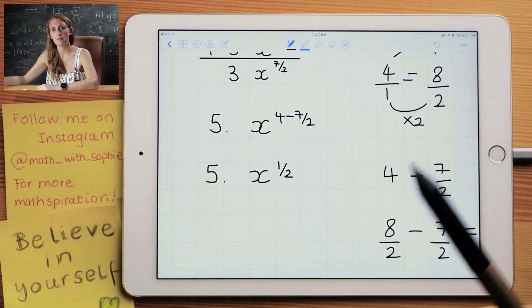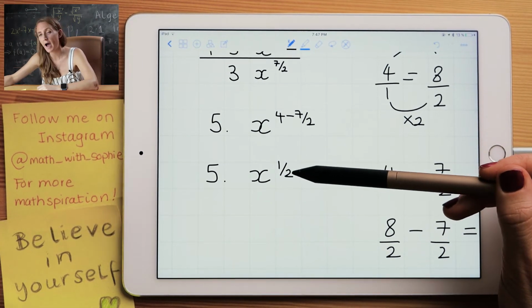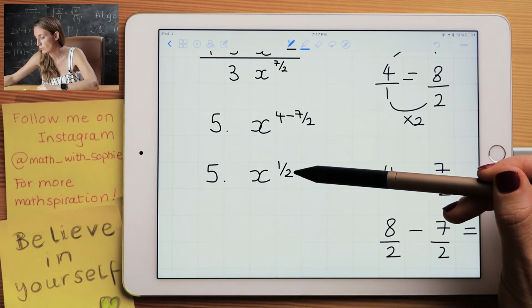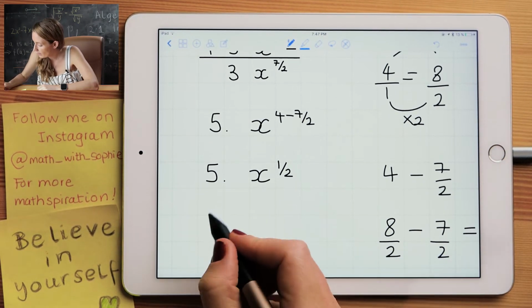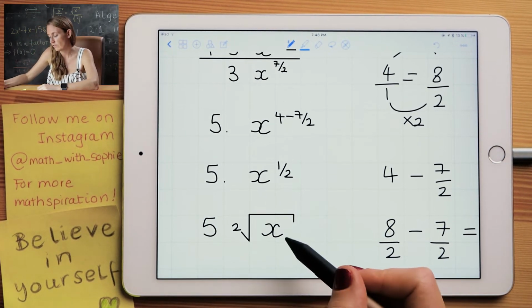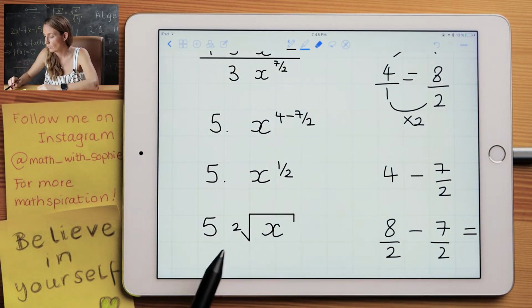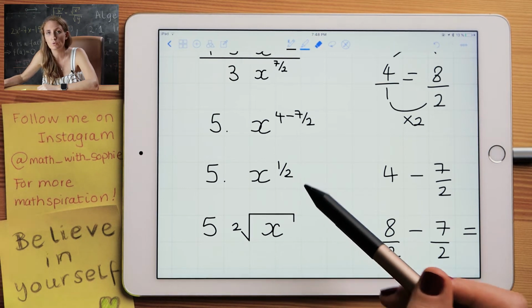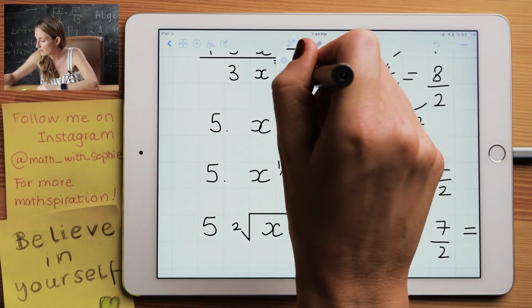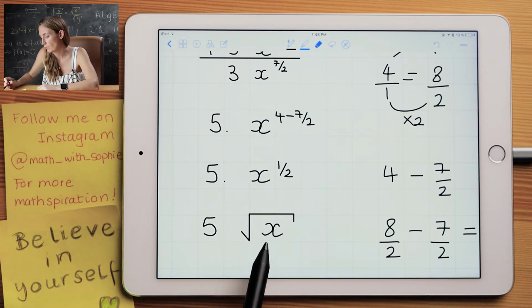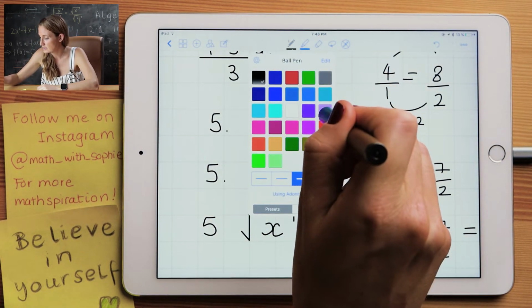If you remember from previous lessons, power a half is the same as the square root, because the 2 is on the bottom, that's the root. So I can also write this as 5 square root of x. Generally speaking, we don't write this little 2 here, but that just reminds you that it's the second root, not the cube root. So let me delete that. So 5 square root x is my final answer.